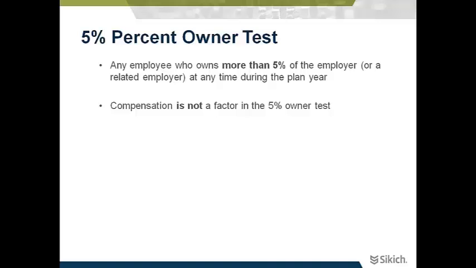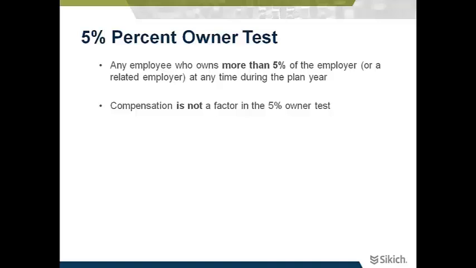The 5% owner test says that any employee who owns more than 5% of the employer or a related employer at any time during the plan year would be considered a key employee. So an employee must own more than 5% of the employer or more than 5% of a related employer to satisfy the 5% owner test. There is no minimum compensation for a person to be considered a key employee under this test. So for example, if a 50% shareholder receives compensation of more than $50,000 for a plan year, he or she is going to be a key employee because he or she owns more than 5% of the employer.